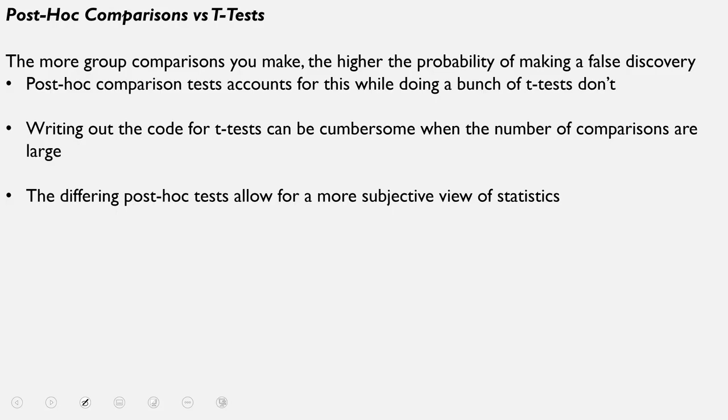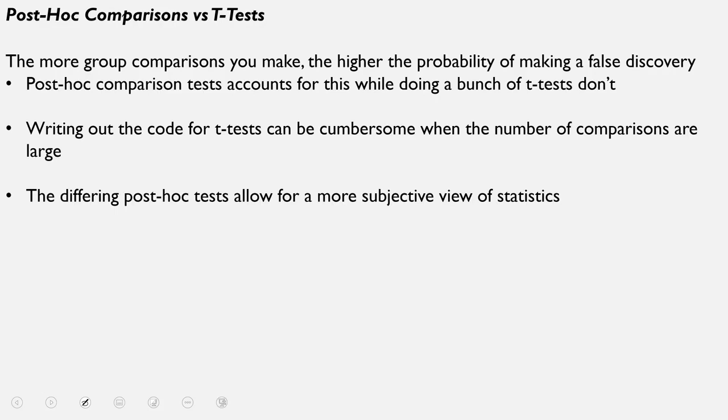Mistakes happen, and the more things you do, the more likely you are to make a mistake eventually, right? So the more comparisons you make, you have to correct for that probability of making a false discovery. Post-hoc comparison tests do account for that, but doing a bunch of t-tests doesn't. When you're doing t-tests, you're only comparing 2 groups, and it doesn't even consider that you've made other group comparisons too. It's treating everything independently, which you don't want in the case of multiple comparisons.